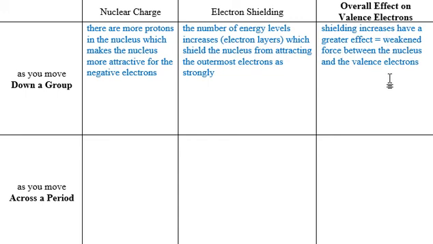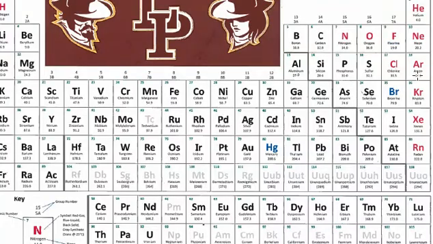So as you move down a group, the valence electrons aren't quite as strongly attracted to their nucleus in, for example, argon as they are in neon. The valence electrons are closer to the nucleus. They don't have as much blocking that positive pull from the nucleus in neon as they do in argon. An extra layer blocking that pull means the valence electrons aren't quite as strongly attracted to the nucleus in argon as they are in neon.